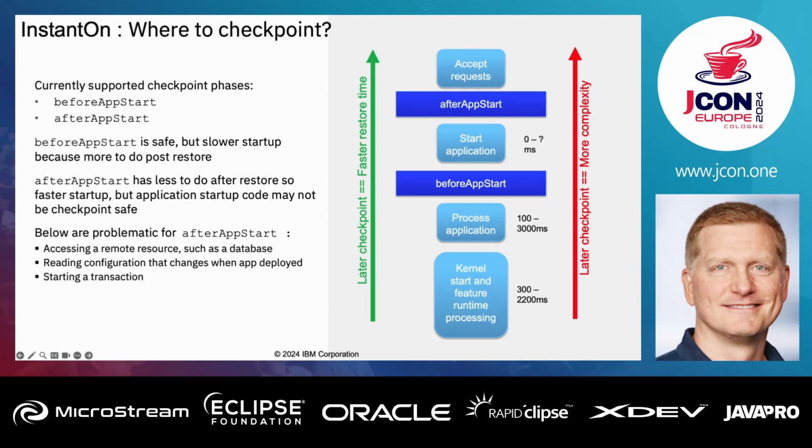So we want to checkpoint as late as possible, but we don't want to manage too much risk, so we want to checkpoint as early as possible. Basically, the before app start checkpoint is always safe because it's only the Liberty code and the JDK code that has been checkpointed at that point, and we know everything about what we're doing. So we've managed that. If your applications don't do anything risky, then you can also use the after app start.